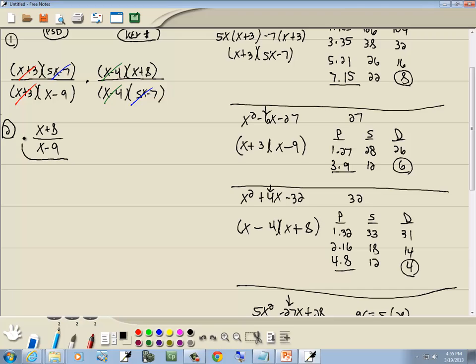Really no need to do step 3 because everything's pretty well canceled away except for those. Can't cancel the x's now because of the plus and the minus. It has to be multiplication. This would have to be x times 8, and this would have to be x times 9 for you to cancel the x's.